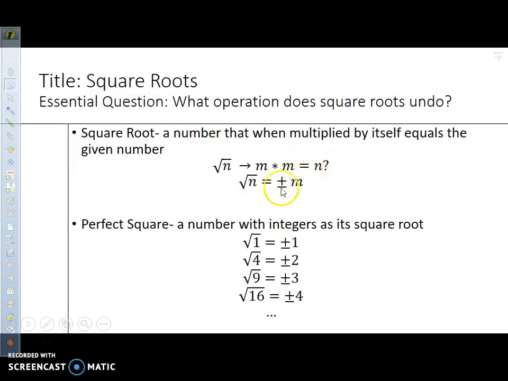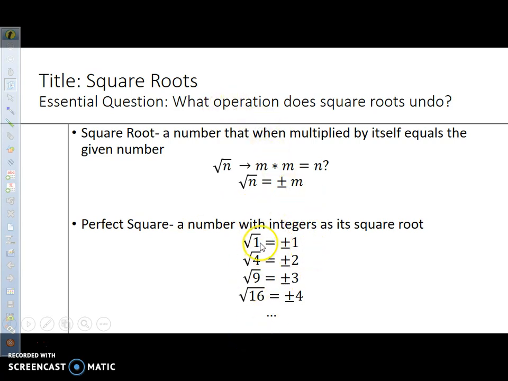Remember, the purpose of square roots is to undo exponents of 2. So we are undoing exponents of 2 again, and how we write this mathematically is that the square root of n is equal to a different number times itself, which is equal to n. That number can be positive or negative, and we will get into it. All of these numbers are called perfect squares because they come out to integer numbers.